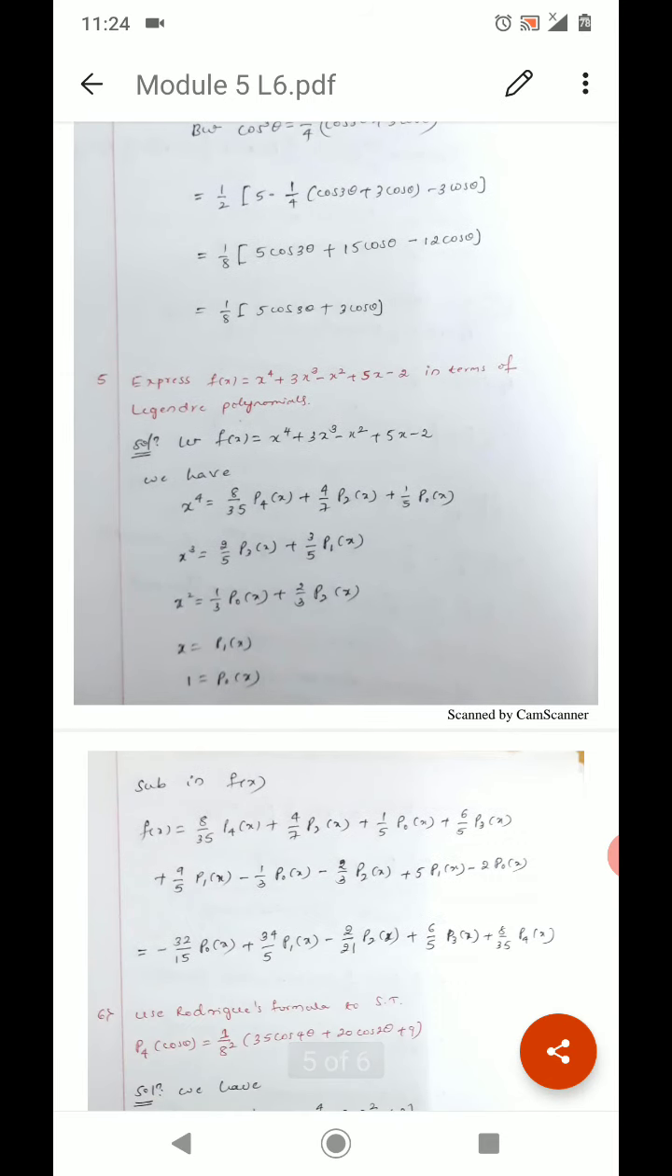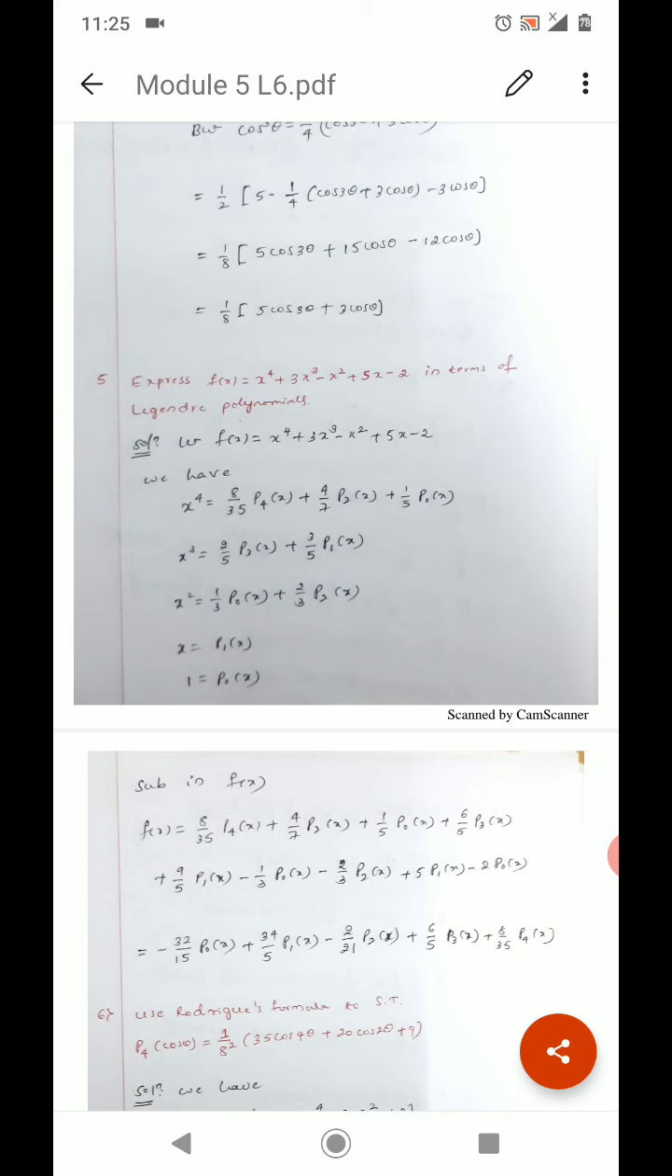So next one, express f of x is equal to x power 4 plus 3x cube minus x square plus 5x minus 2 in terms of Legendre's polynomial. So this is also similar to problem 1. Take the given equation, f of x is equal to x power 4 plus 3x cube minus x square plus 5x minus 2. Use the standard forms of x power 4, x cube, x square, x and 1 in terms of Legendre's polynomials in the given equation.